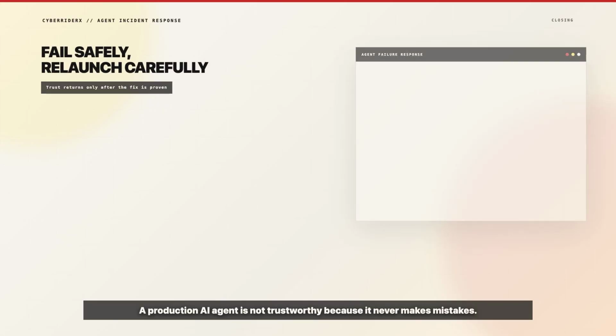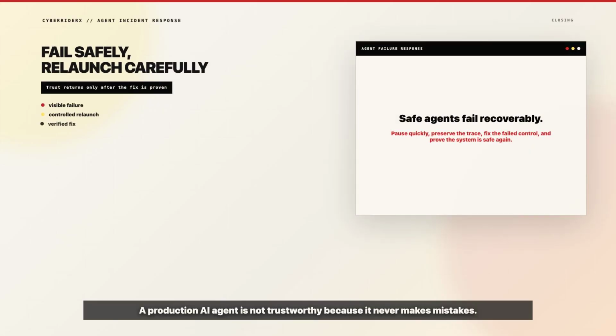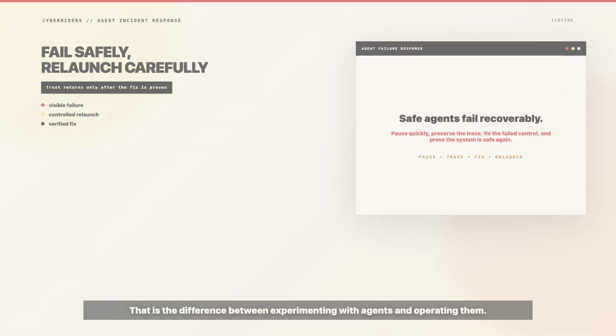A production AI agent is not trustworthy because it never makes mistakes. It is trustworthy because the system around it knows what to do when mistakes happen. You can pause it. You can inspect the trace. You can measure the blast radius. You can roll back unsafe behavior. You can fix the control that failed. And you can prove the fix before relaunching. That is the difference between experimenting with agents and operating them.